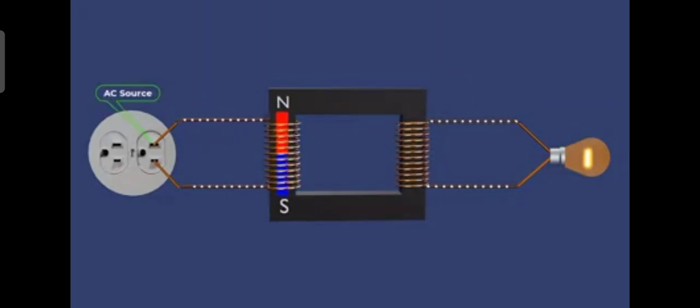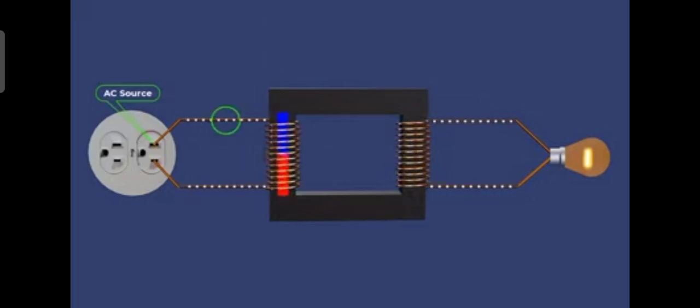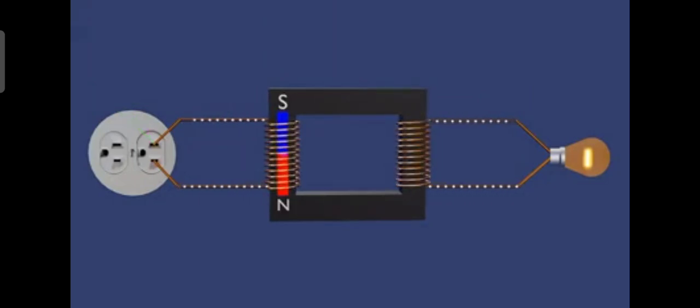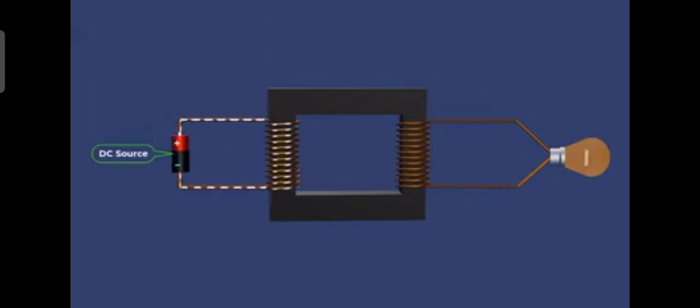Transformers only work with alternating current and are incompatible with direct current. When the primary winding is connected to a DC source, it generates a constant magnetic field in the core of a transformer. A constant magnetic field cannot induce voltage in the secondary coil.